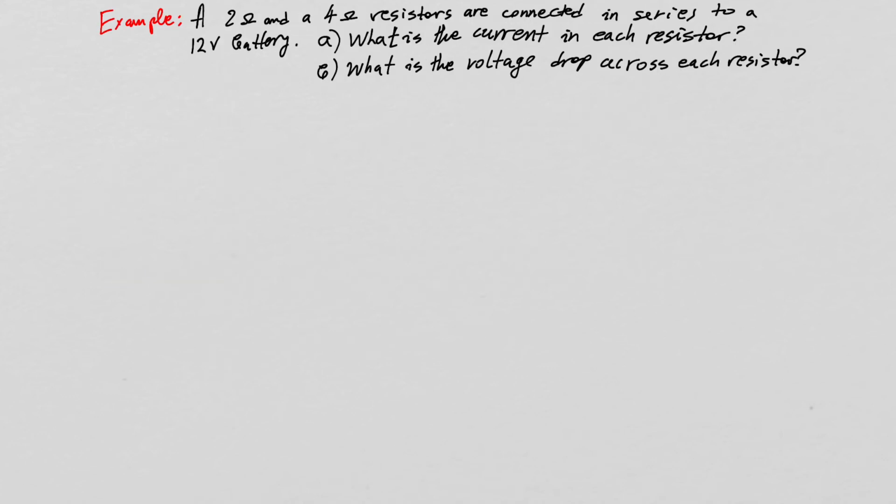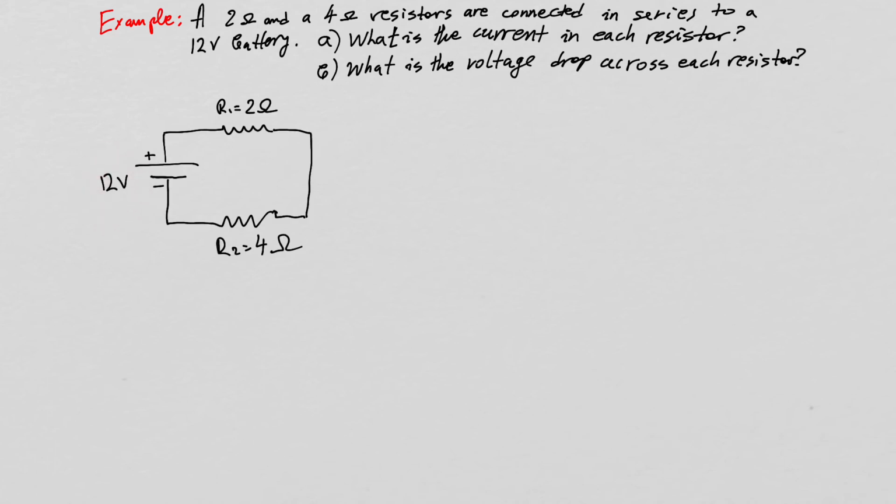Let's do one more example. A 2 ohm and a 4 ohm resistor are connected in series to a 12 volt battery. First, what is the current in each resistor? And second, what is the voltage drop across each resistor? Well, let's draw the circuit that represents the statement of the problem.